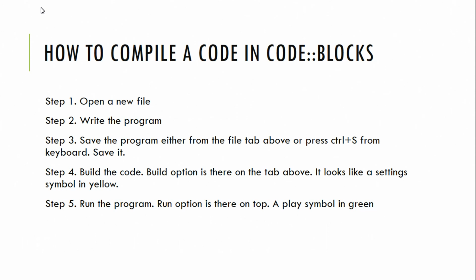Let us see. What happens here is we have to open a new file. You have to write the program. You have to save the program. You have to build the code. You can see that the build option is there on the tab above. It looks like a yellow settings symbol. We will see it when we do it. Then we have to run the program. The run option is also on the top tab, and it looks like a green play button.